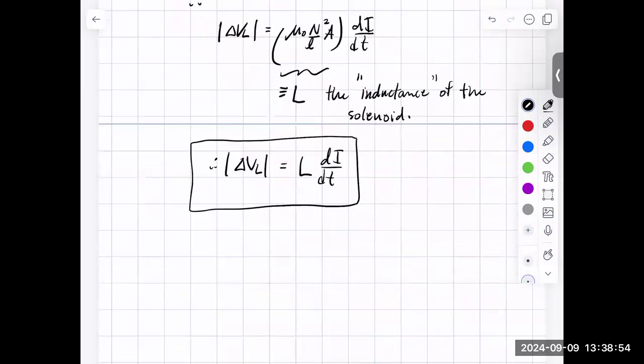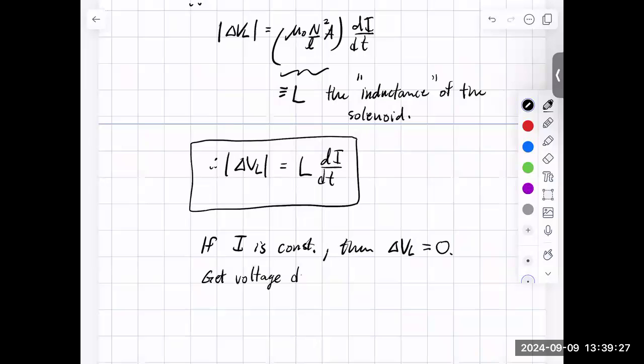First, let's make a note before we write down this new summary. Let's just emphasize that if I is constant, then delta VL is going to be equal to 0. So we get a voltage difference only when I is changing.